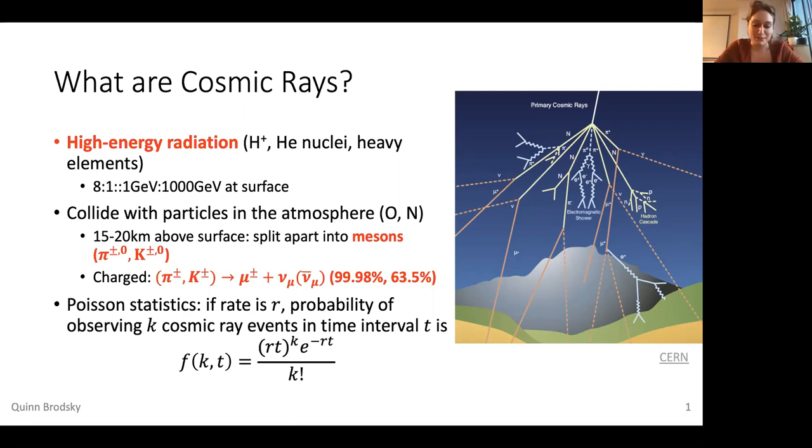About 99% of the time, a charged pion will decay into a muon and a muon neutrino. And about 63% of the time, a charged kaon will decay into the same products. And while neutrinos are notoriously hard to detect, we are easily able to detect the muons at the Earth's surface that were produced by these showers. Cosmic rays roughly follow Poisson statistics, so the probability to observe K cosmic ray events occurring at a rate R within some interval T is given by this distribution.